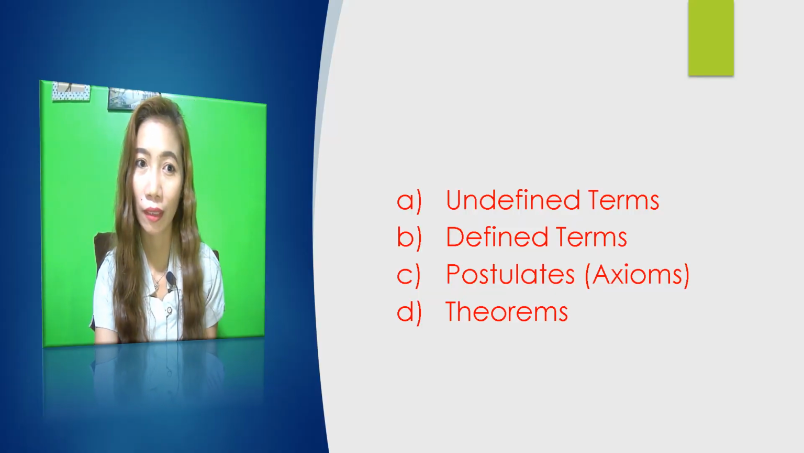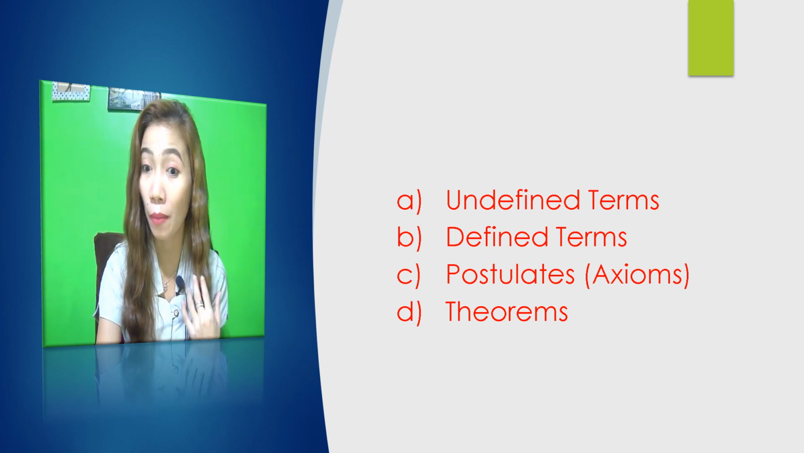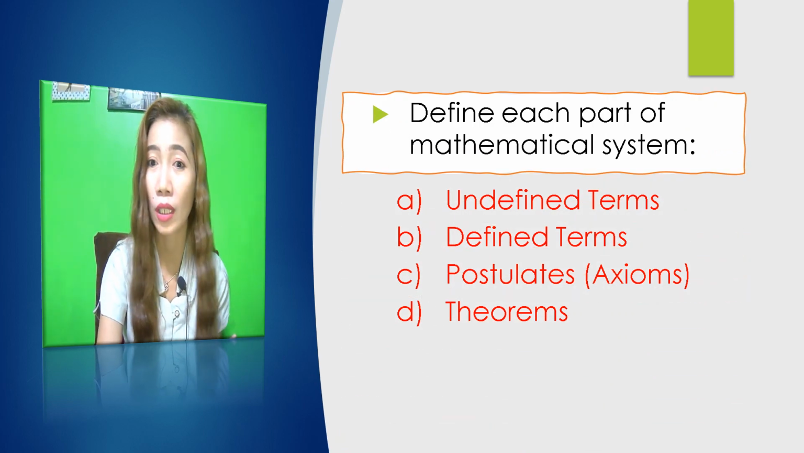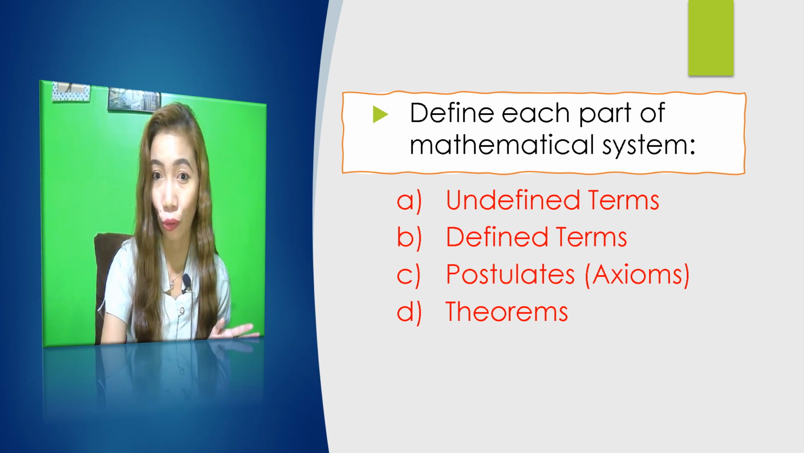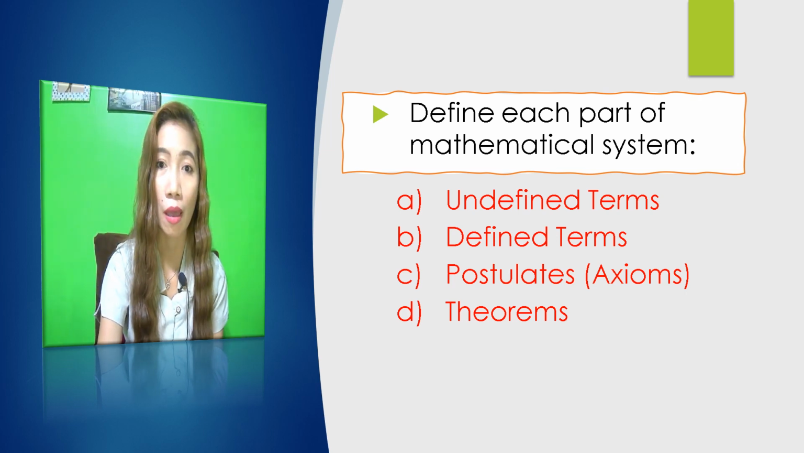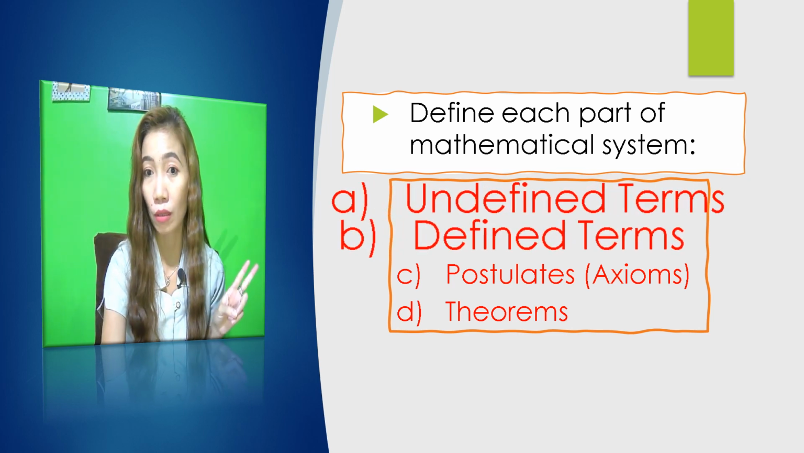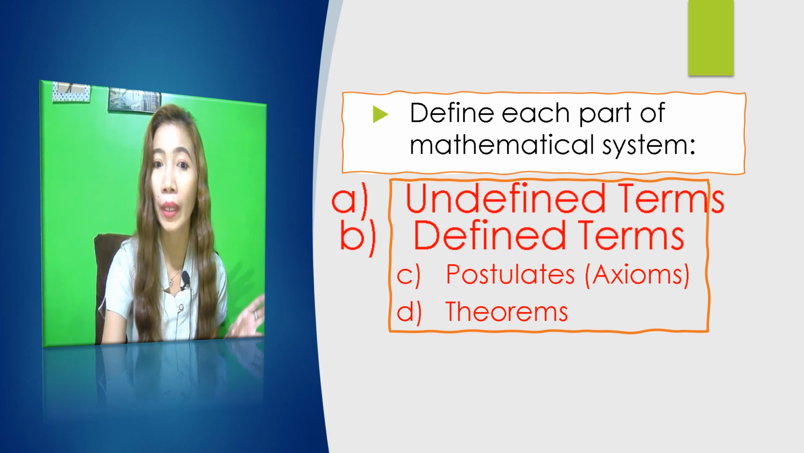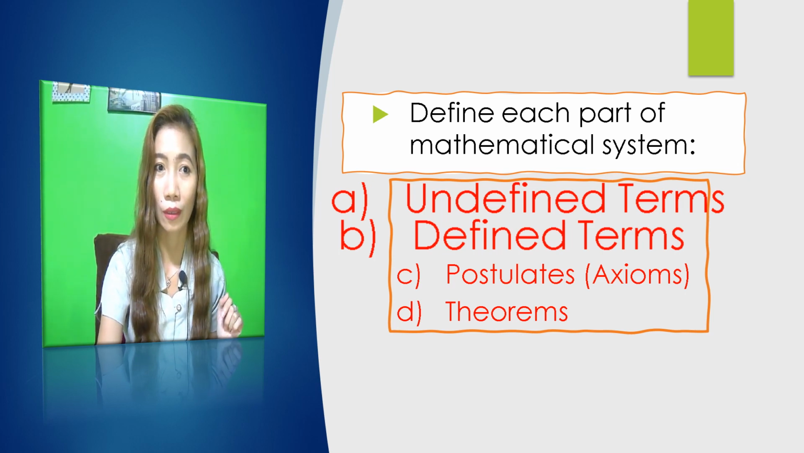So what is the objective of this lesson? Okay, of course, that is for you to be able to understand what is a mathematical system, as well as for you to define and illustrate each part of the mathematical system, which are undefined terms, defined terms, postulates or axioms, and lastly is the theorems. But for this video, magfo-focus lang tayo with the first two parts, okay? And that is the undefined terms and defined terms kasi masyado siyang mahaba kung lahat ay i-discuss ko in just one video. Okay, so let's start.